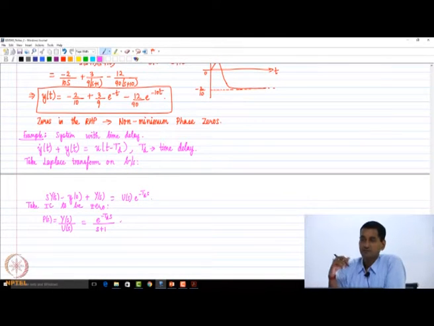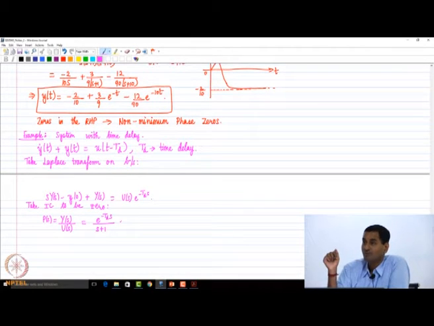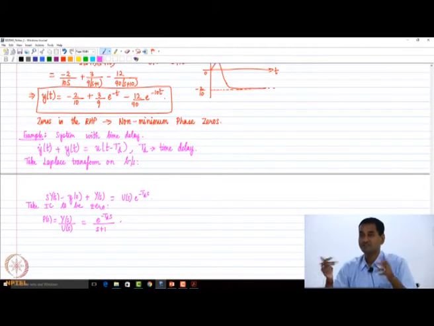Now what are the values of n and m? What is the value of n? 1. M? 0. I have e power minus tds. How can I expand e power minus tds as a polynomial expansion? What will be the order of that polynomial? Infinite, right? So I can go to any order I want. So I have a problem now, because the system has become infinite dimensional in a sense.